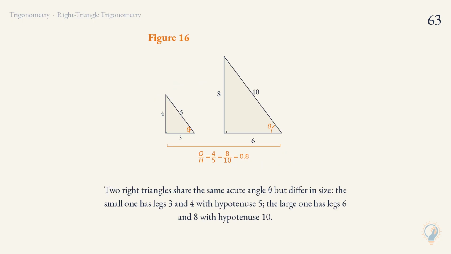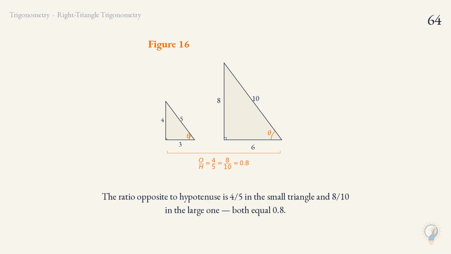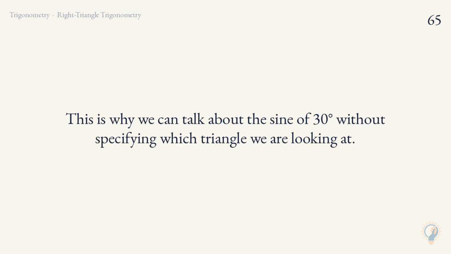Figure 16. Two right triangles share the same acute angle theta, but differ in size. The small one has legs 3 and 4 with hypotenuse 5. The large one has legs 6 and 8 with hypotenuse 10. The ratio of opposite to hypotenuse is 4/5 in the small triangle and 8/10 in the large one. Both equal 0.8.